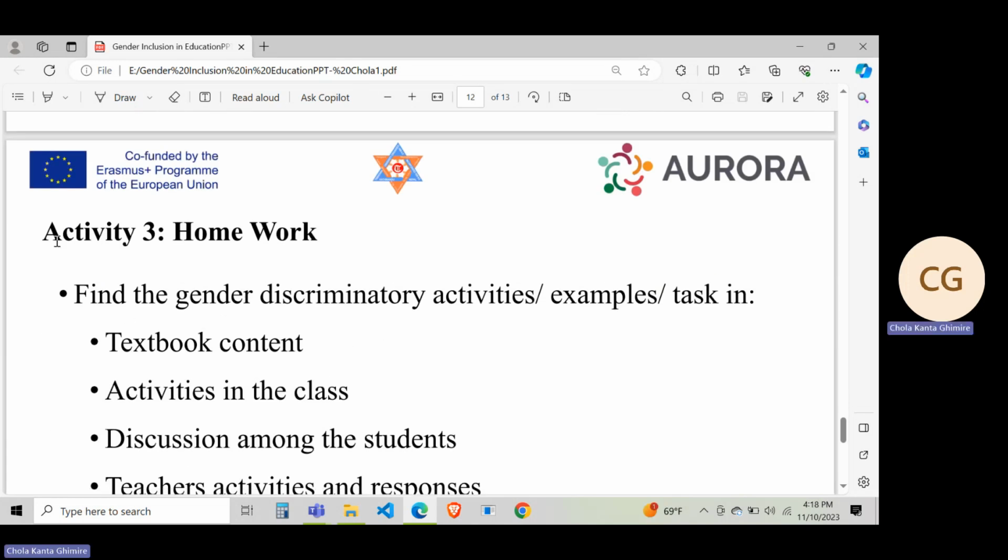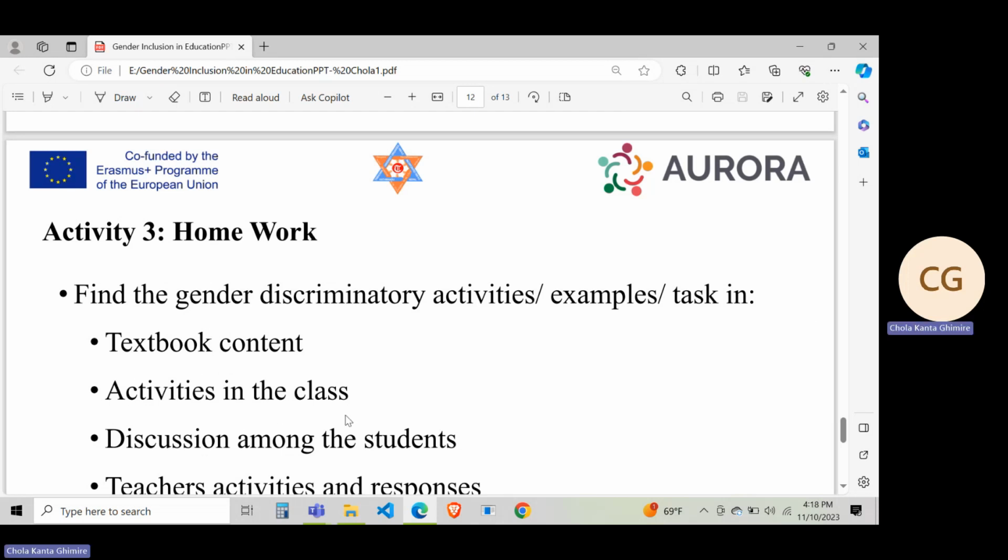And finally, you have to do activity 3, the third activity, which is homework. Find the gender discriminatory activities. First, discuss with your peers and friends, and list the gender discriminatory activities. For example, tasks in your textbook. Any textbook you are reading, find the gender discriminatory activities and list them.